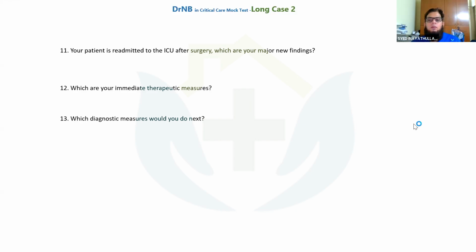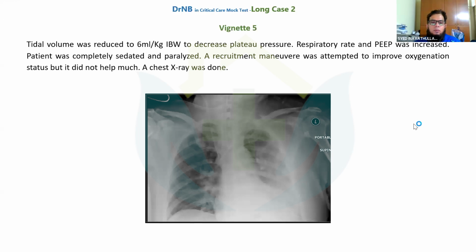Yes. Okay. Any other diagnostic measures that you would like to do next in this patient? Diagnostic measures. You would like to do any CT imaging or anything else in this patient? CT imaging. I'm not sure. So CT.